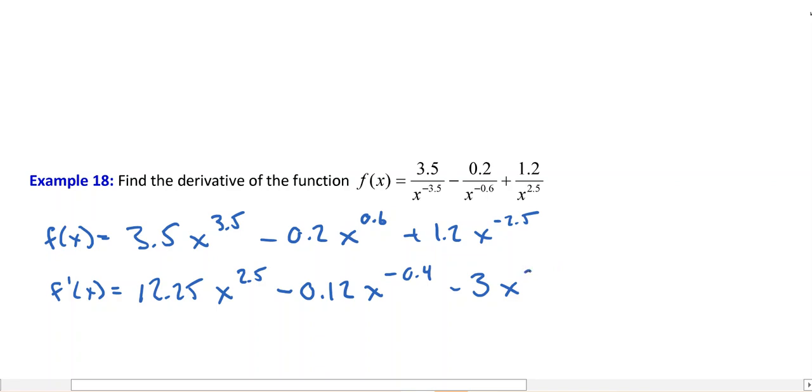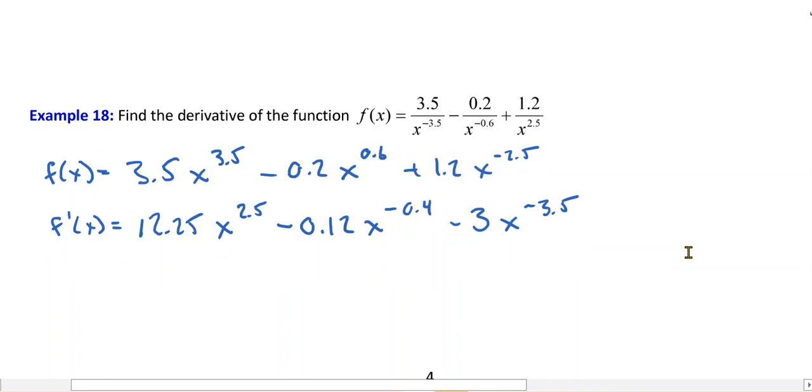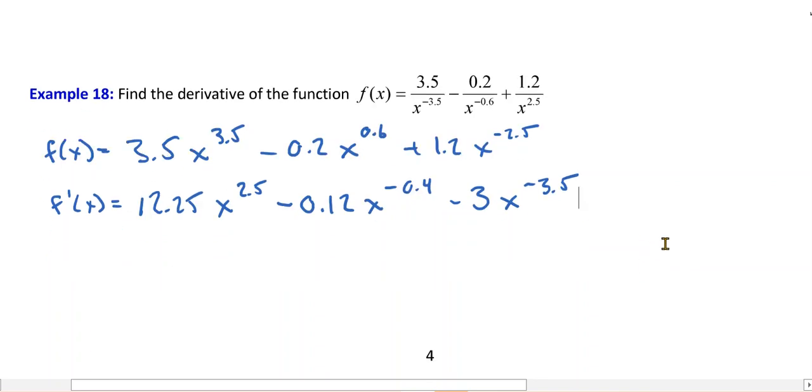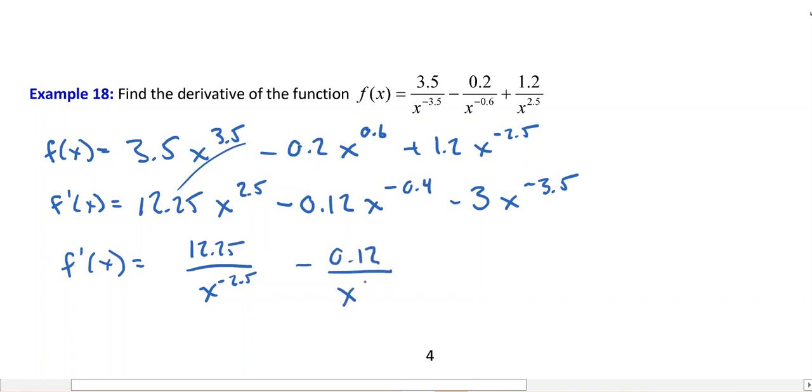Now, this was written with negative exponents in the denominator. I don't think it's going to be necessary to rewrite this, but just for the sake of it, let's do that. Let's rewrite this so it looks a little bit more like the original problem. I'm going to have 12.25 divided by x to the negative 2.5. In the next one, I would have minus 0.12 over x to the positive 0.4. And in the last one, I would have minus 3 over x to the 3.5.